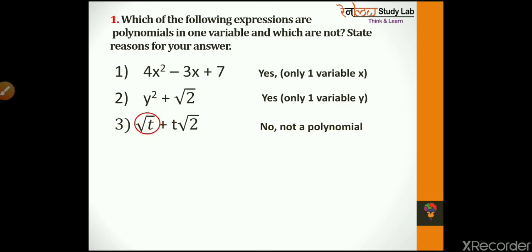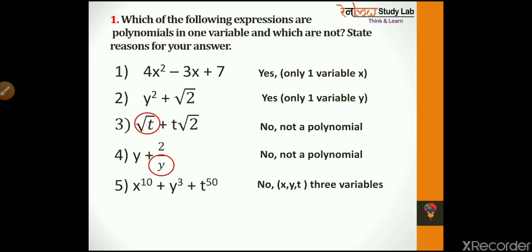Then the fourth question. Here you can see the question is y plus 2 by y. Only one variable is there, y. So that is acceptable. But it is not a polynomial because of 2 upon y. So this will become y raised to minus 1. Because y is in the denominator, it will go in the numerator, so its power will be minus 1. Minus 1 is not allowed in a polynomial, so the answer is no.